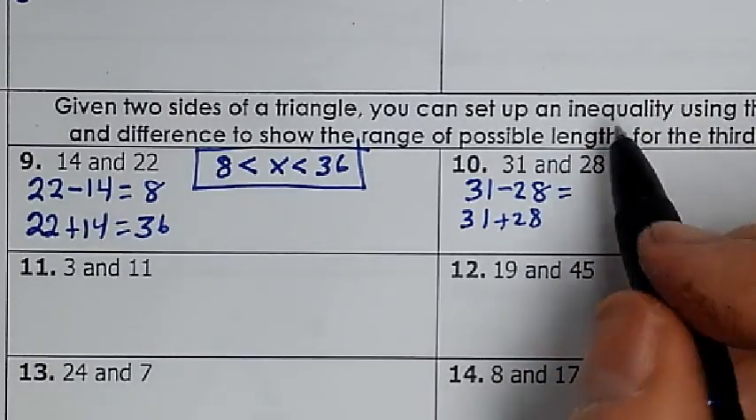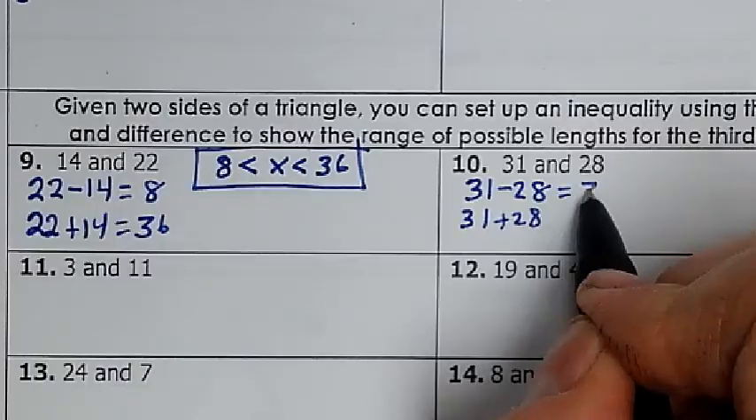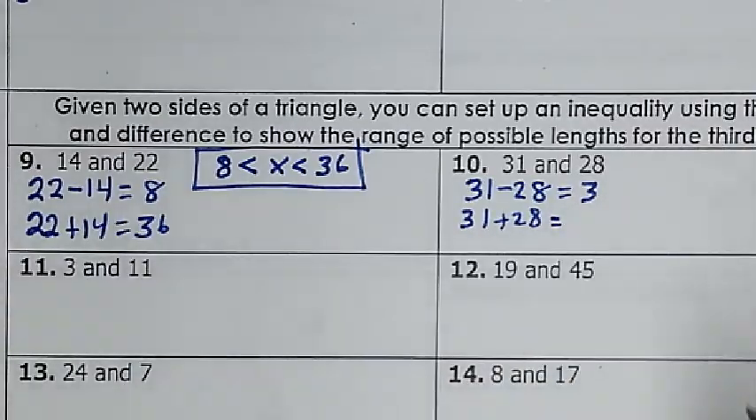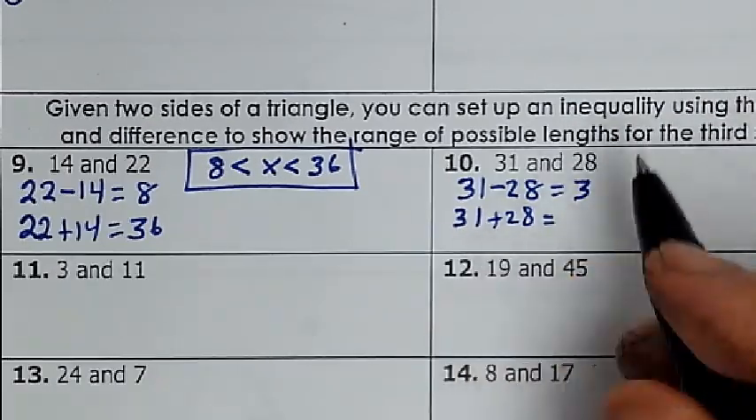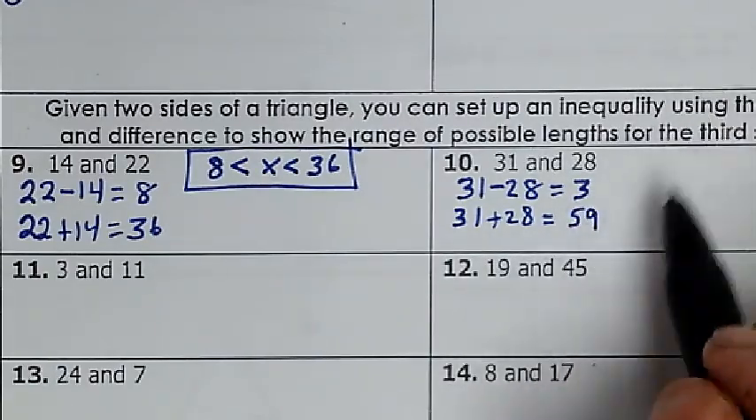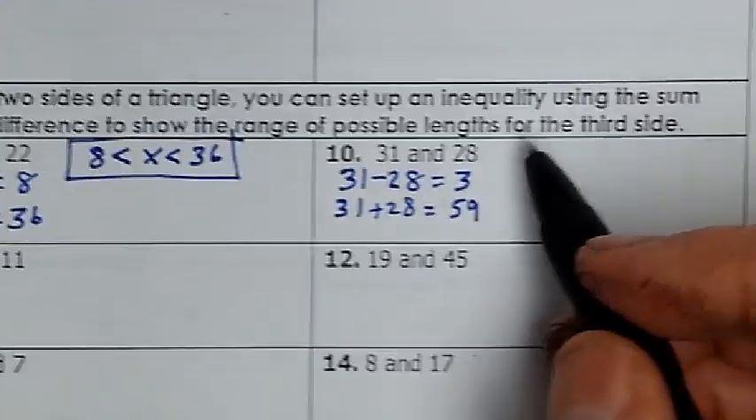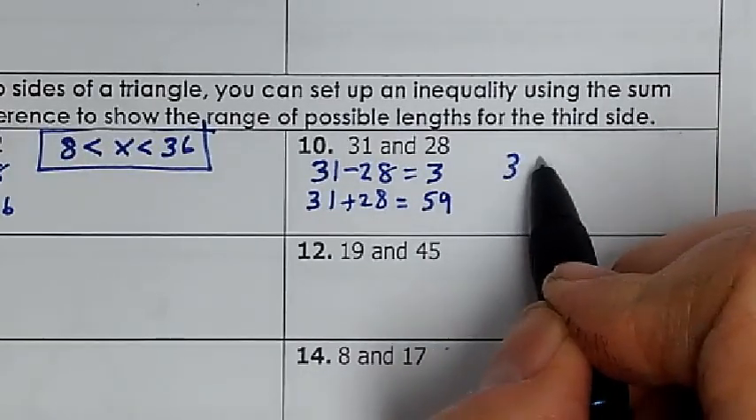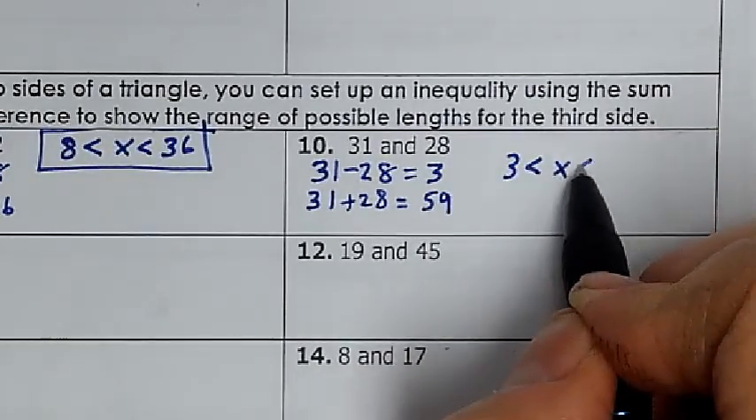Now, what's 31 plus 28? 59. Okay, good. So how do you write that in an acceptable form? 3 is less than x, which is less than 59. Amen.